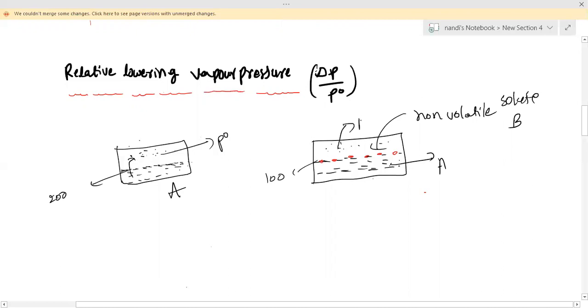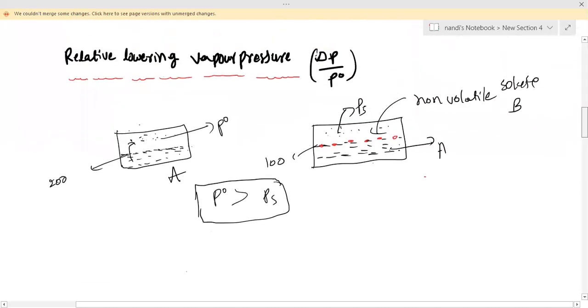So this is PS. So P naught is greater than PS. This statement is always true. This is clear. I am taking a non-volatile solute. So here, by applying Raoult's law, I am going to give one relationship between relative lowering of vapor pressure and mole fraction of solute. So what is relative lowering of vapor pressure first?